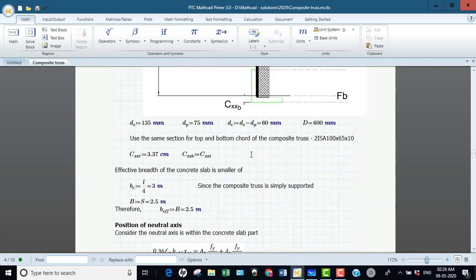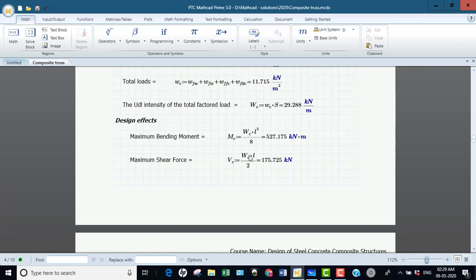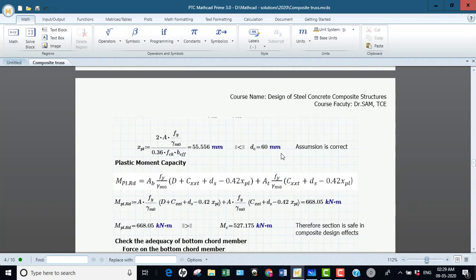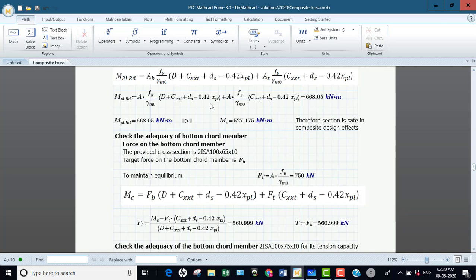That is, we have already calculated the effects. The effect will be 527 odd, and the capacity is found to be 600 odd. So therefore the capacity is larger than the moment exactly coming on the section. Therefore the cross section arrangement is safe to take the composite moment.